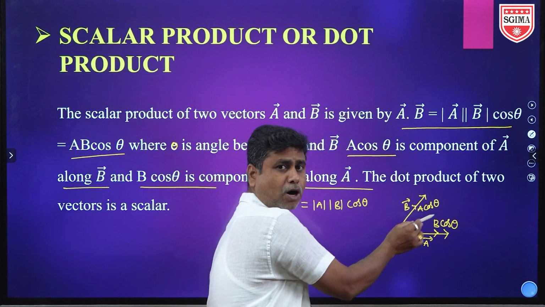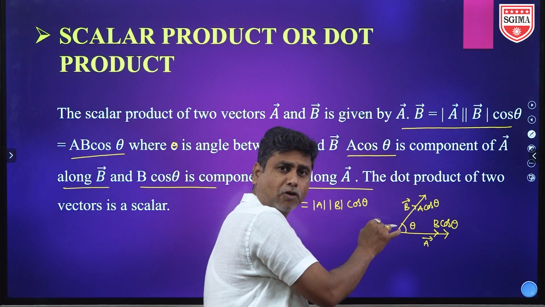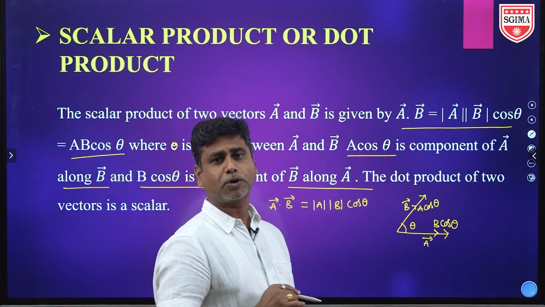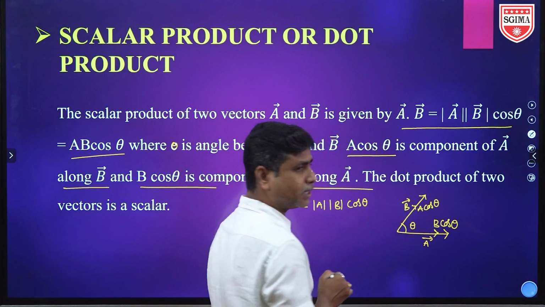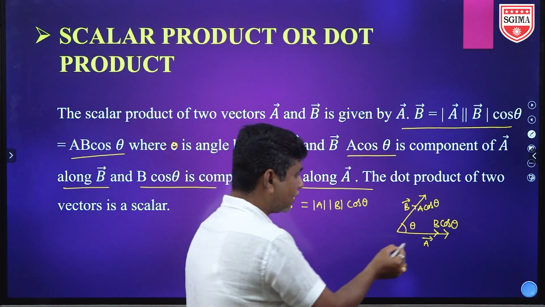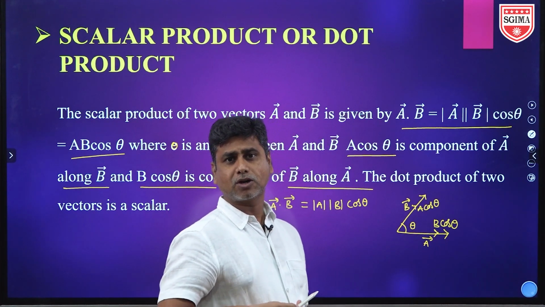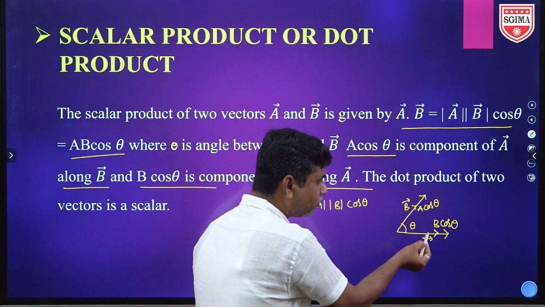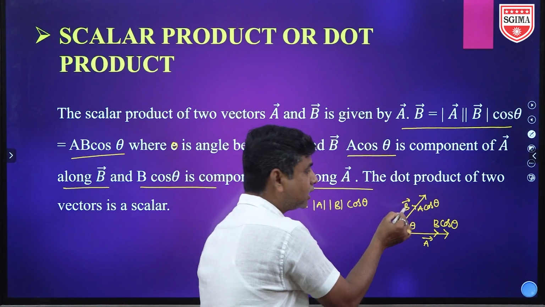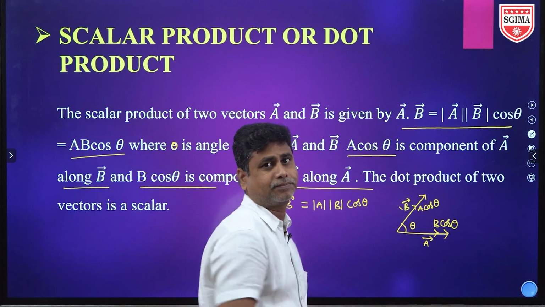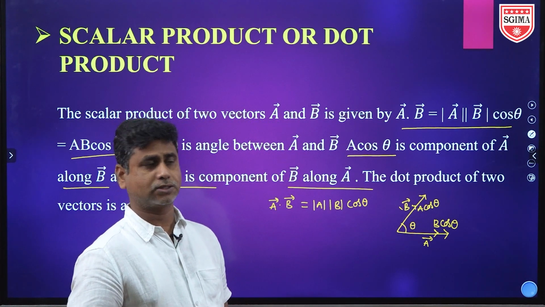The component of a bar along b bar multiplied by the magnitude of b gives the dot product of a and b. We see that a cos theta into b is ab cos theta, or a into b cos theta is ab cos theta. Whether the component of b along a bar or the component of a along b bar is taken, its product gives the dot product of the two vectors.